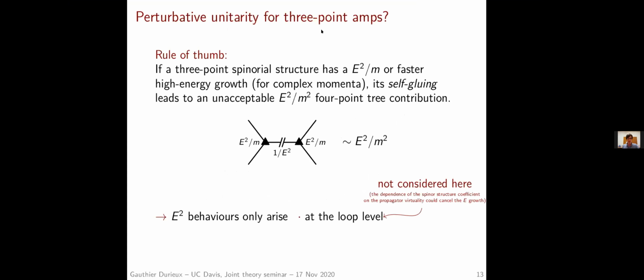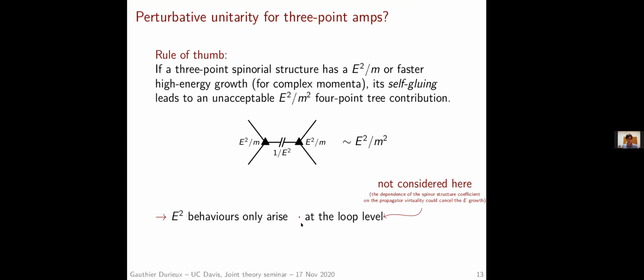But can we already say something at the 3-point level where this perturbative unitarity is not really defined? And the answer is yes. We can come up with a rule of thumb, which is that if a 3-point amplitude has a spinor structure that grows like the energy squared, you can put two of those together to form a 4-point amplitude, which would also grow like the energy squared. And this, of course, would violate unitarity at a scale of the order of the mass, which you don't want.